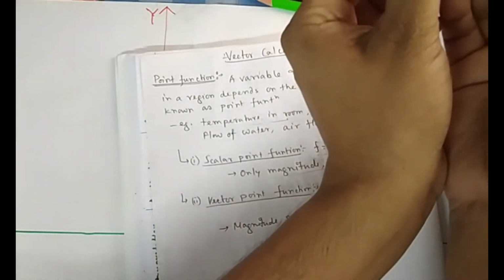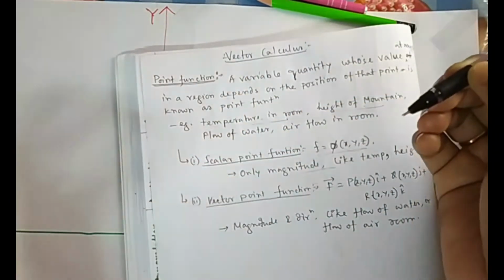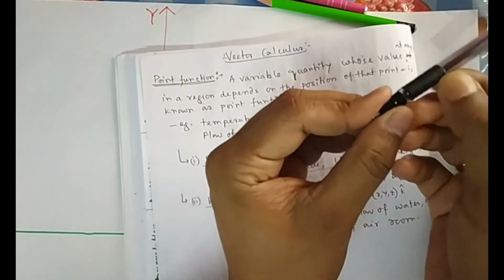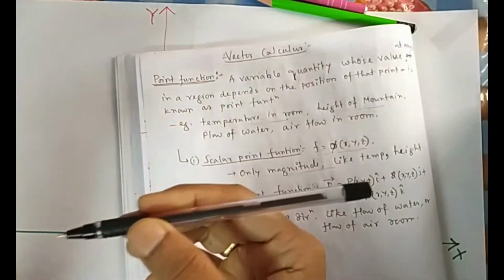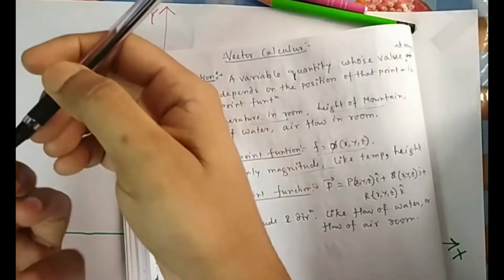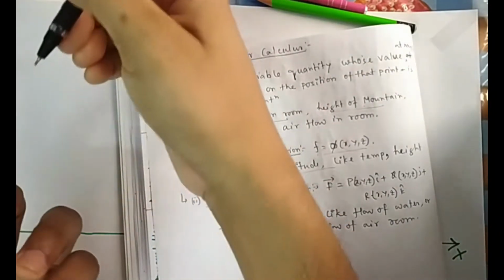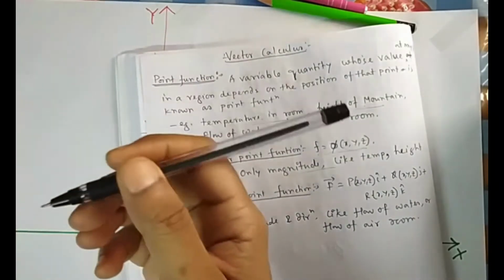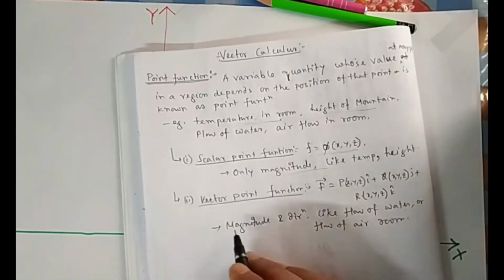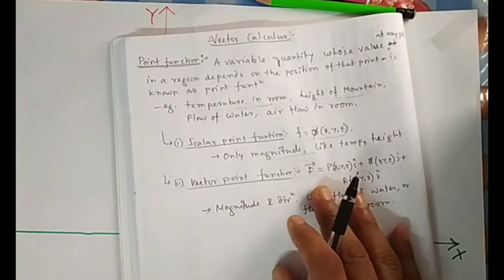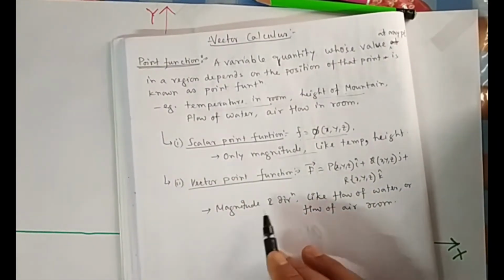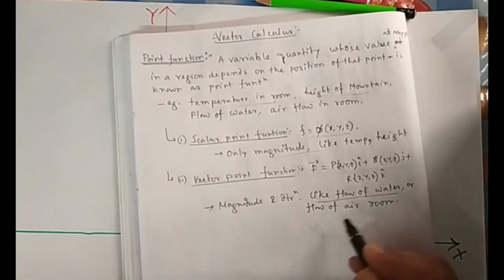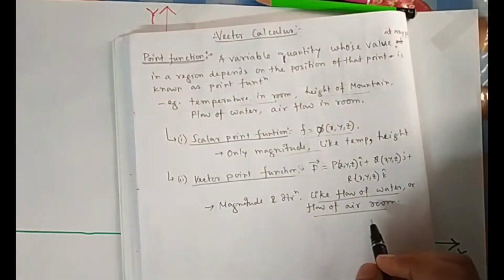If I move farther away from the fan, the magnitude will get reduced and the direction will also be different. If the fan is rotating here, the direction is here. If you go this side, because of the fan, the direction is this side. So both direction and magnitude are changing. That's why it is known as a vector point function, with both magnitude and direction, like flow of water, flow of air in a room, etc.